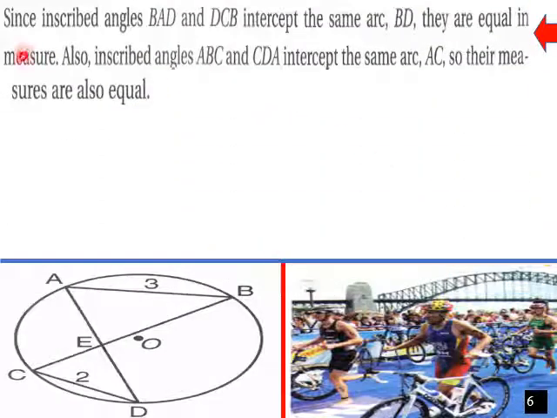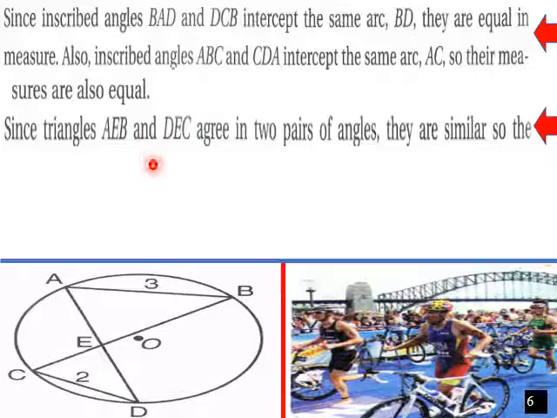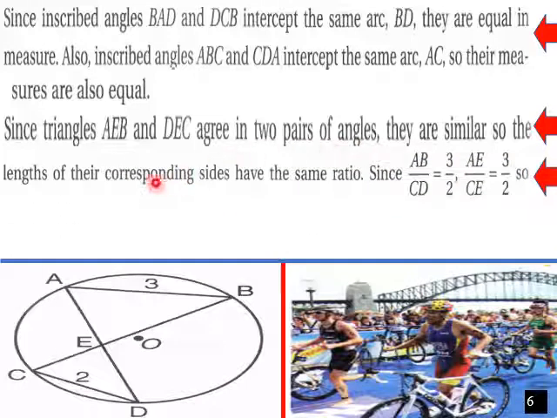Well, in this situation, since inscribed angles BAD and DCB intercept the same arc, BD, they are equal in measure. Also, inscribed angles ABC and CDA intercept the same arc AC, so their measures are also equal. Since triangles AEB and DEC agree on two pairs of angles, they are similar, so the lengths of their corresponding sides have the same ratio. AB over CD equals 3 over 2. Then AE over CE equals 3 over 2.